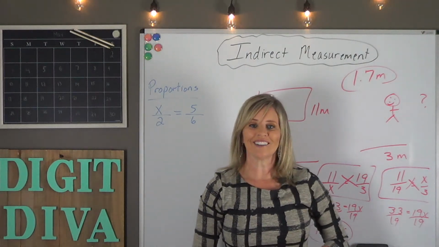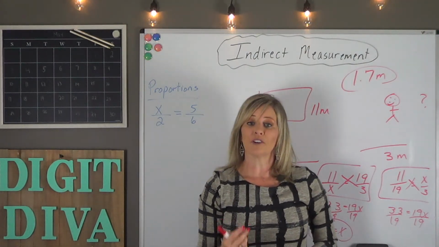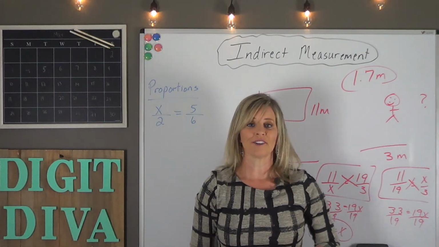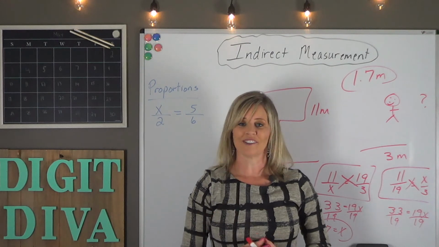So to wrap up our lesson on indirect measurements, first of all, I want you to draw a picture, label the parts that are given, create a proportion, and then solve for the unknown.